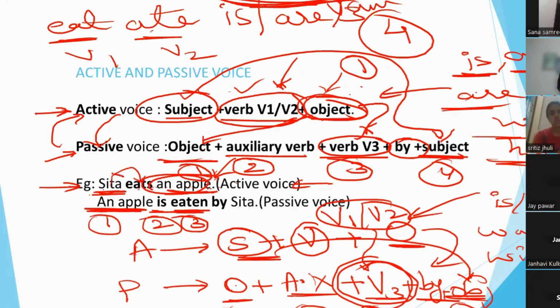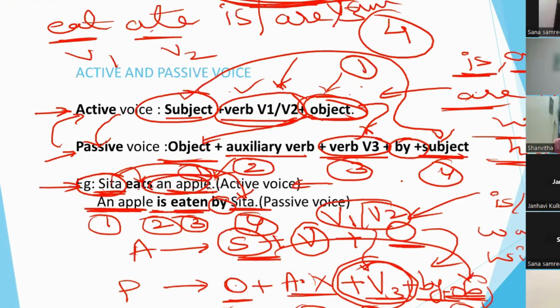Now, we are left with the subject. Where to place this subject? In place of the object in your passive voice. So this is our rule number 4. And before that, simply put by. These are the 4 rules that help you to convert the active voice into the passive voice. Clear, everyone? Yes, ma'am.